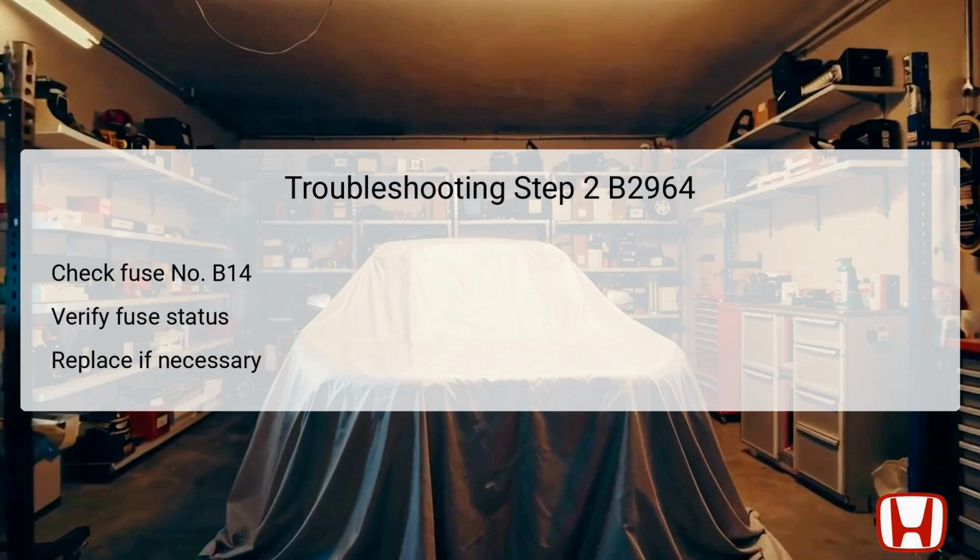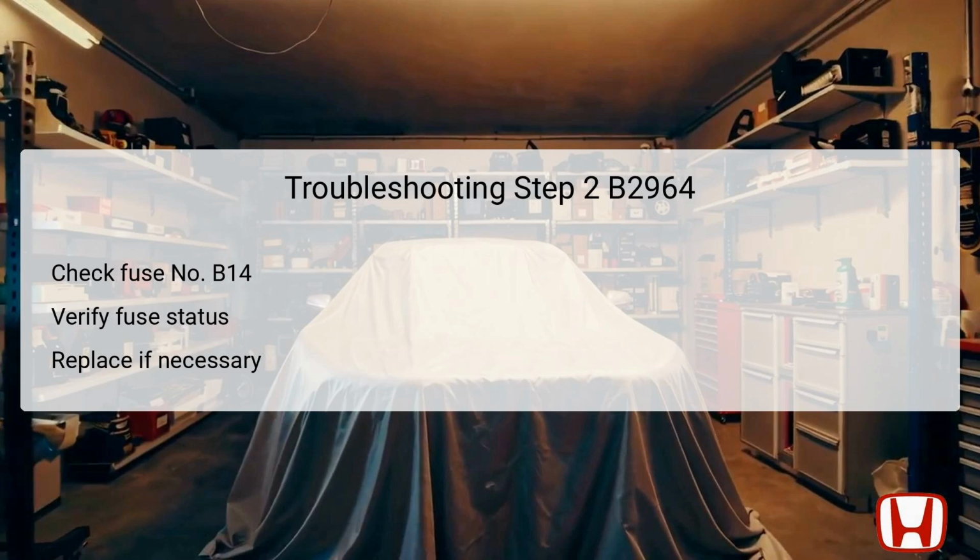The second step involves checking fuse number B14, an important component of the electrical circuit associated with the climate control unit. Begin by turning the vehicle to the off or lock mode to ensure safety during inspection. Once safety is confirmed, inspect fuse number B14 for any signs of being blown. A blown fuse will disrupt the electrical current needed for proper communication between the climate control unit and the front panel. If the fuse is found to be intact, it leads to the next troubleshooting step.